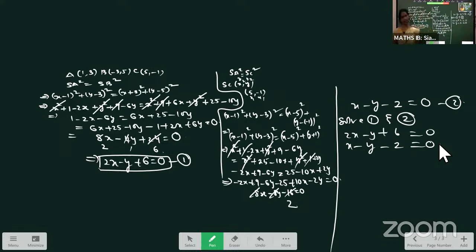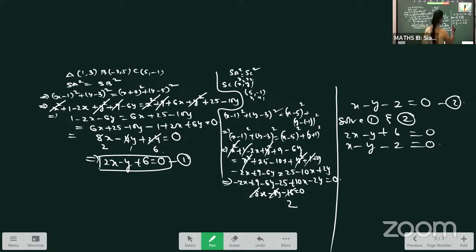Two procedures are there: the cross multiplication method and the normal elimination method. Sometimes it is better to use the elimination method, sometimes the cross multiplication method. So here clearly minus y is appearing. Instead of going for the cross multiplication method, it is better to go for the elimination method only. It will be easier and faster.